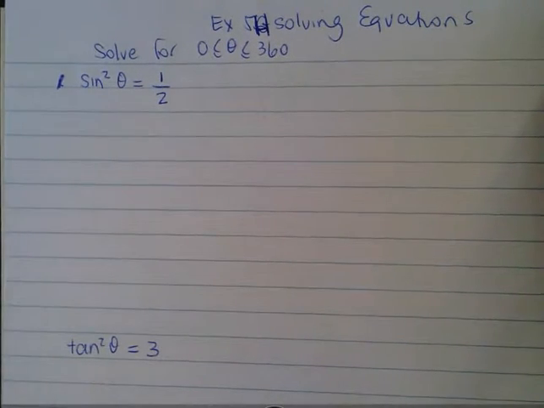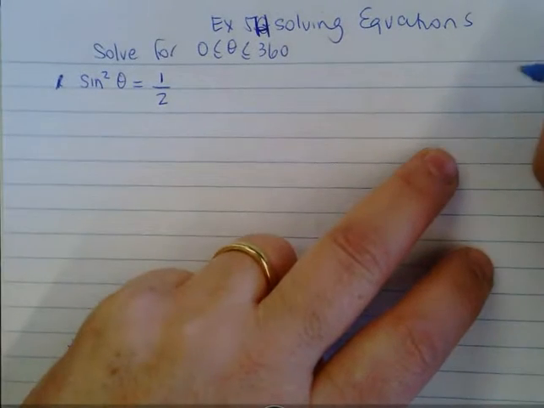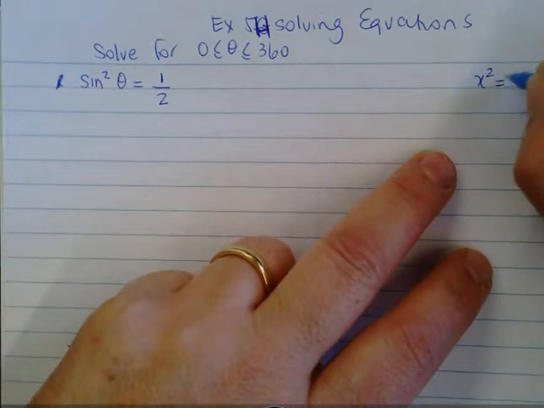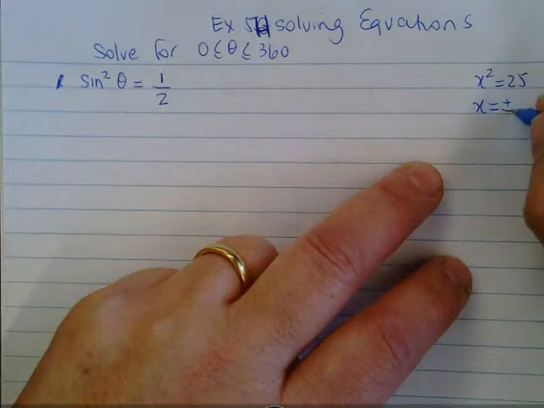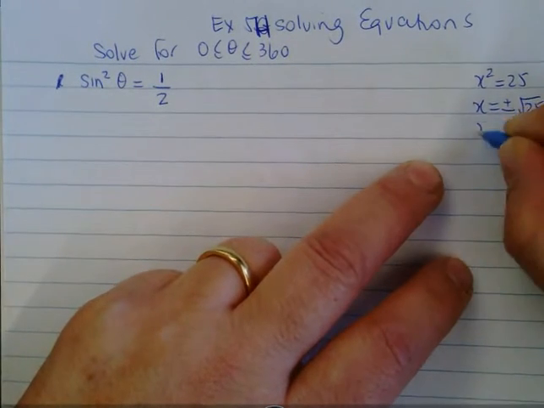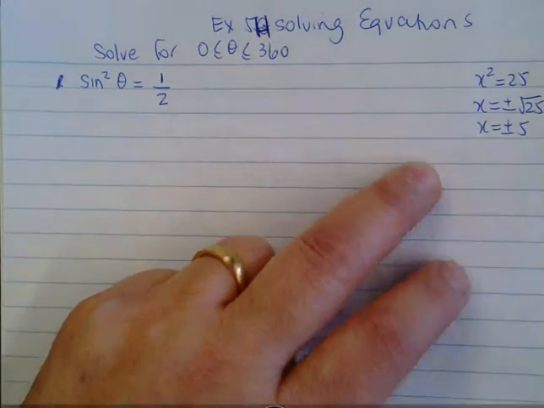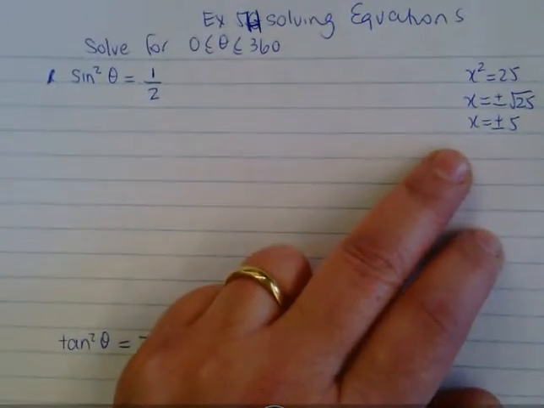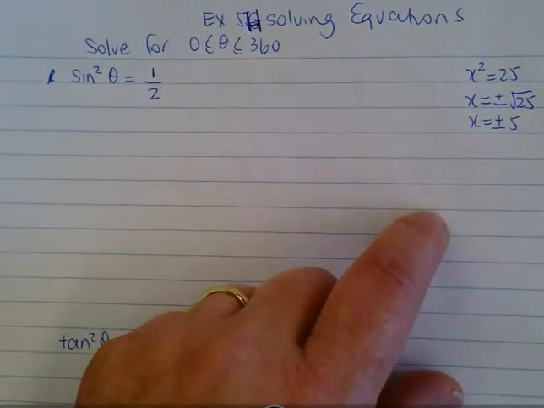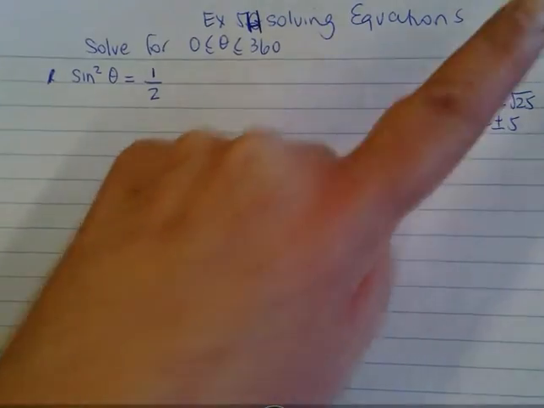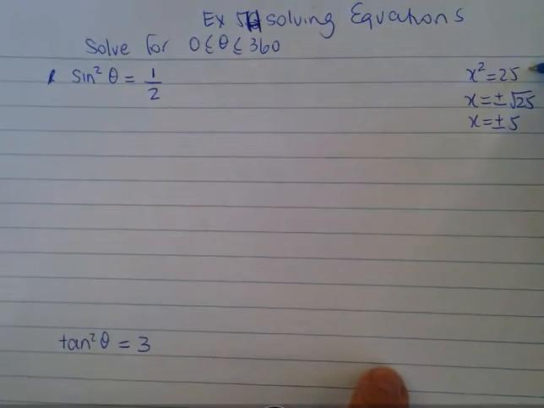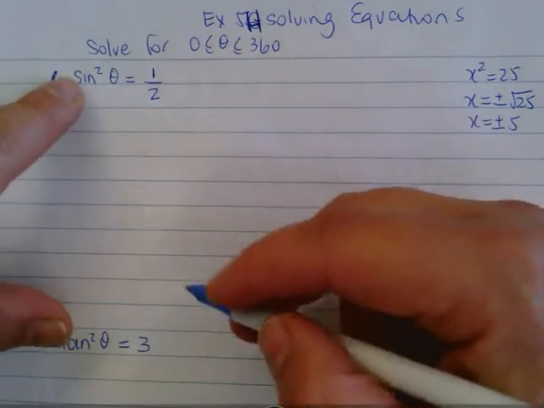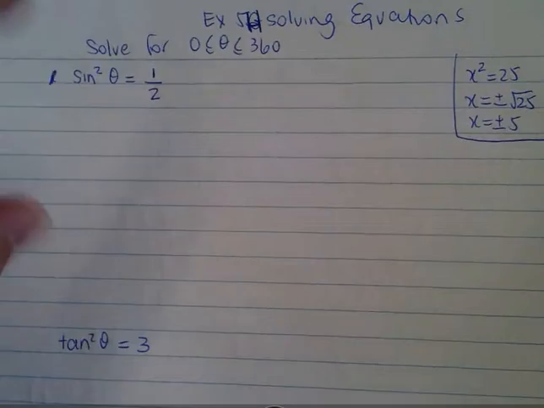We like to have sine theta is something. Just over here, I'm just going to play around. What if I've got that x squared is 25? What's x? Plus or minus the square root of 25, which is plus or minus 5. Are you okay with that? So if I said to you x squared is 25, it's a quadratic, number one. It's got two solutions. What is 5 times 5? 25. What's negative 5 times negative 5? 25. So we're going to apply that same idea over here.